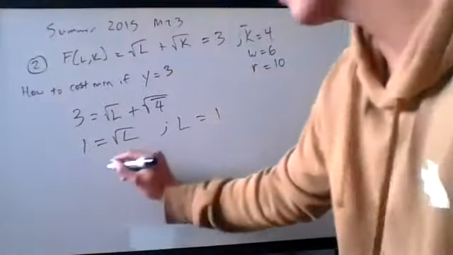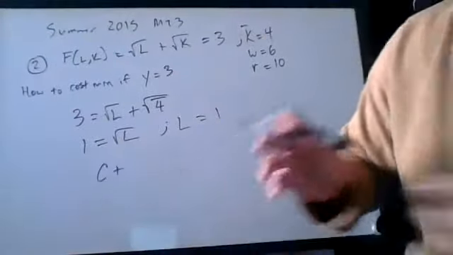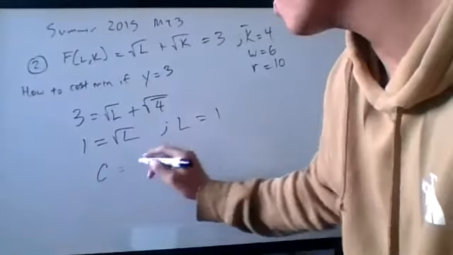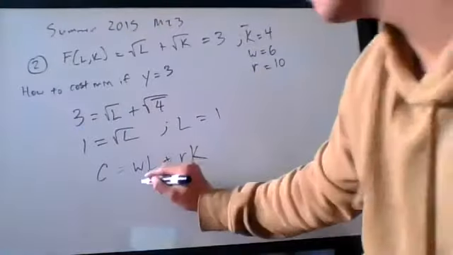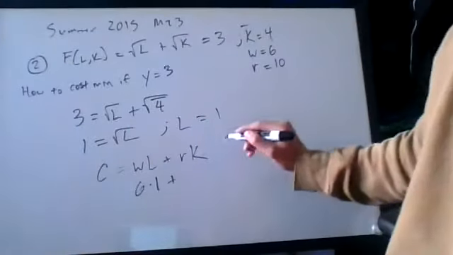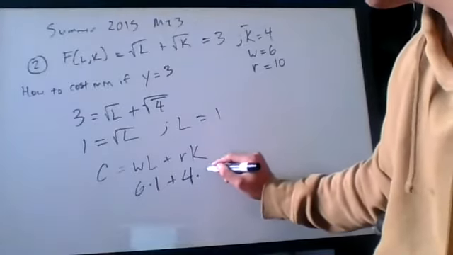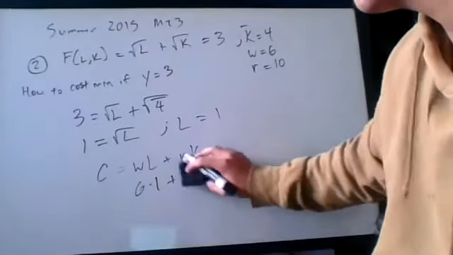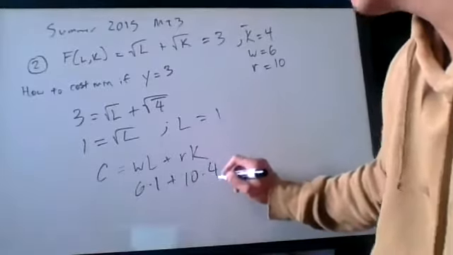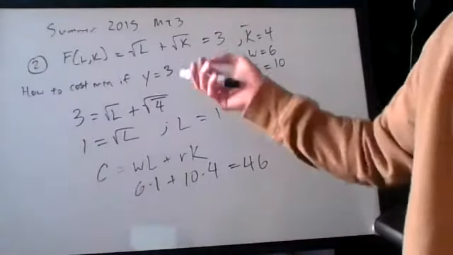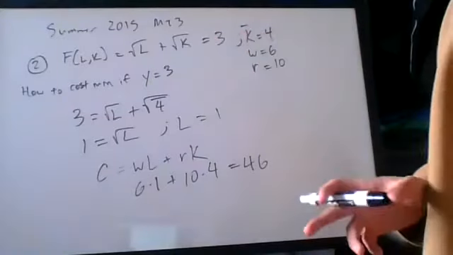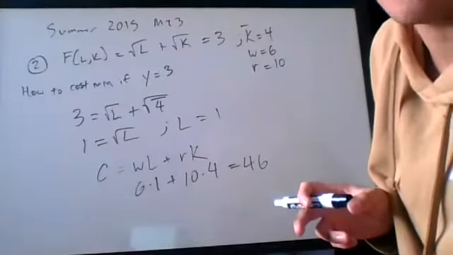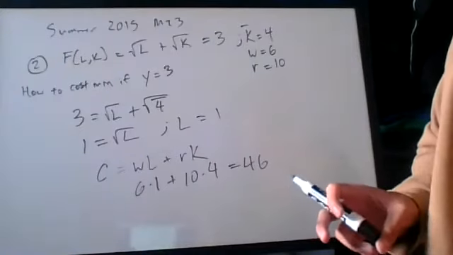And so if we know that cost is equal to WL plus RK, this is 6 times 1 plus 10 times 4. This is just equal to 46, okay? And just to reiterate, it becomes a lot easier when we have a fixed level of capital because there's no MRS that we need to find, nothing like that.